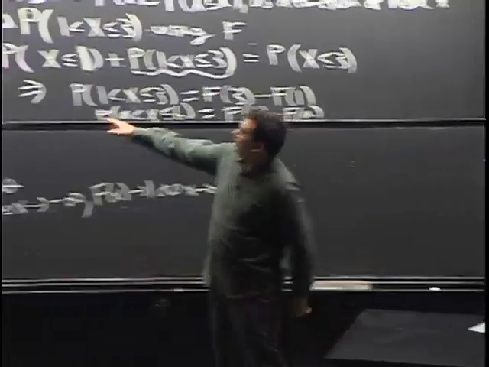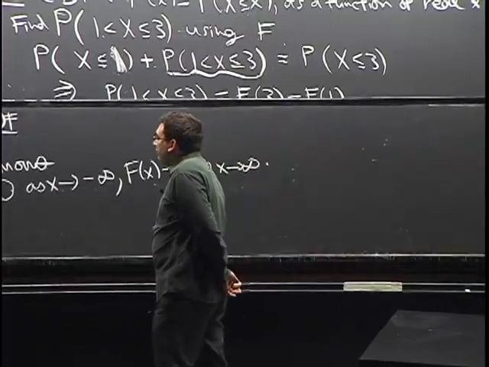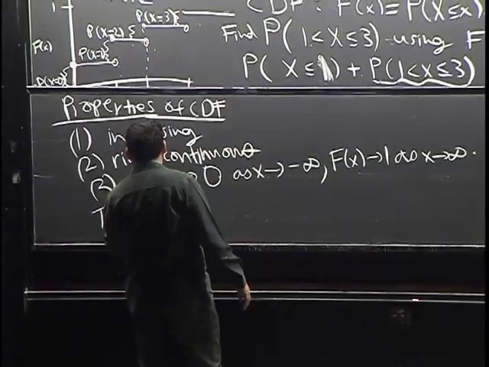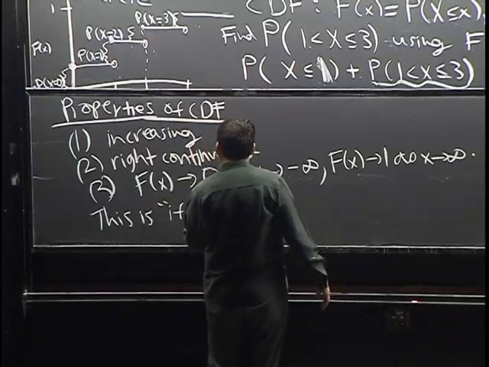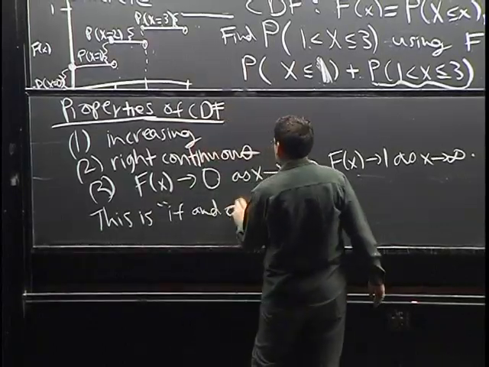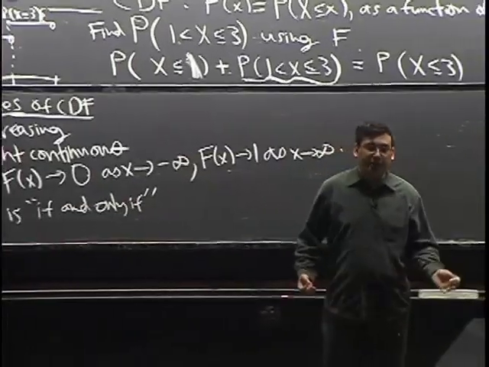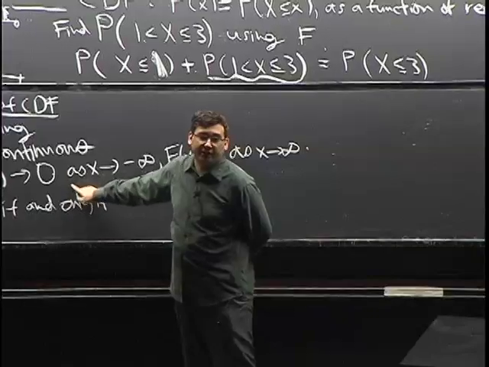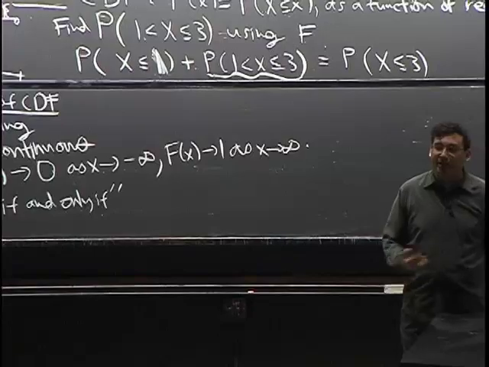They're all pretty intuitive, if you keep a picture like this in mind. And this is if and only if, in the sense that, we'll talk about why later, but just so that you know now, if you have any function F that satisfies these three things, then that is a valid CDF. That is, we can find some random variable that has that CDF.